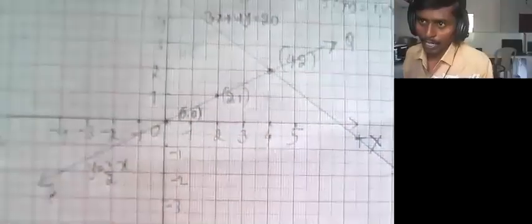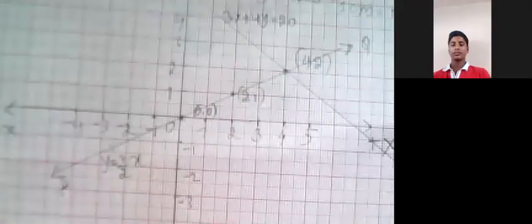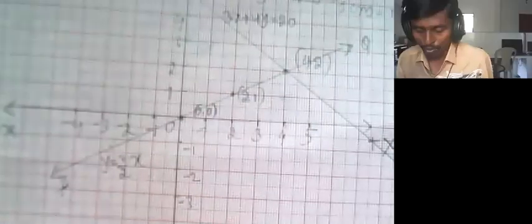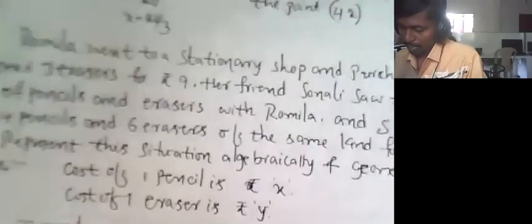Clear? Have any doubts? Any doubts regarding this graph? No, sir. Please once again check it, everyone. I'm showing only one problem, but there are another three problems. Okay, I'm giving homework. Clear.